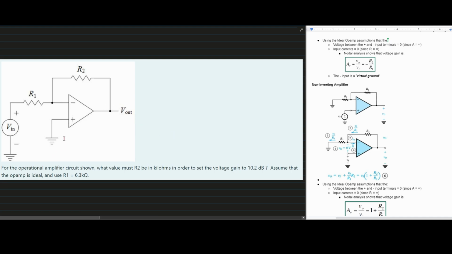For this question, we have the following operational amplifier. And for this op-amp circuit shown, we're asked what value must our R2 be in kilo ohms in order to set the voltage gain to 10.2 dB. We're going to assume that the op-amp is ideal and our R1 is equal to 6.3 kilo ohms.